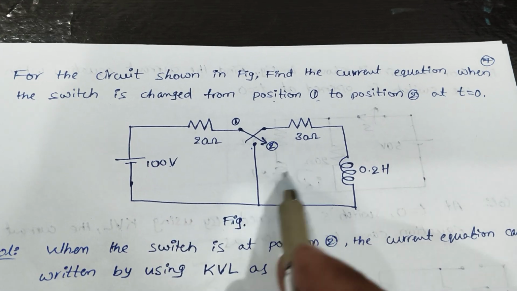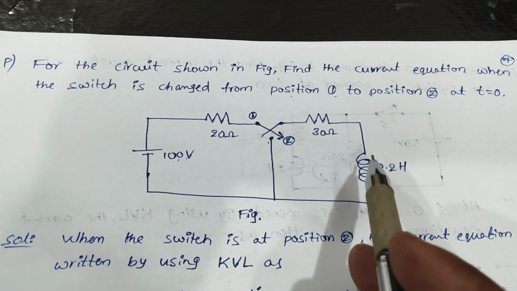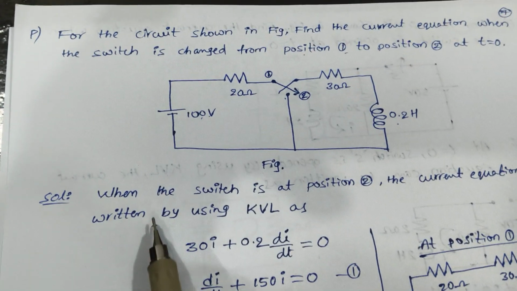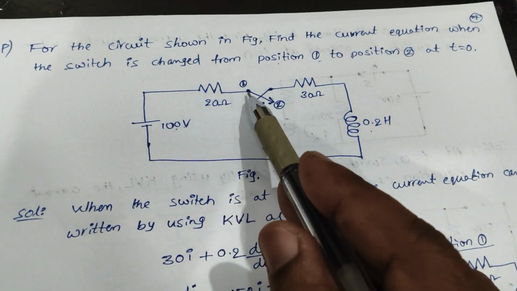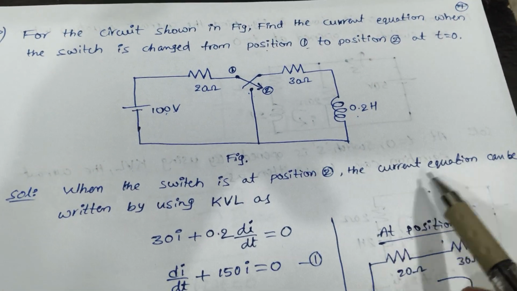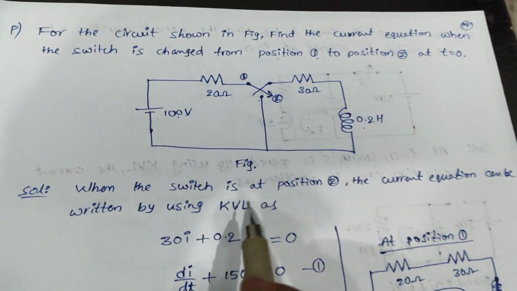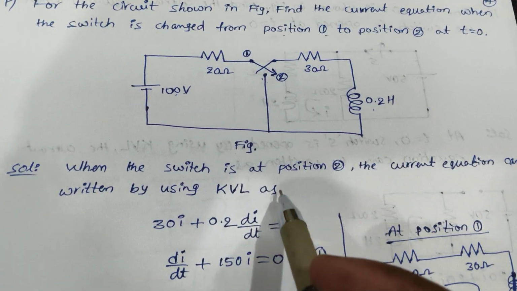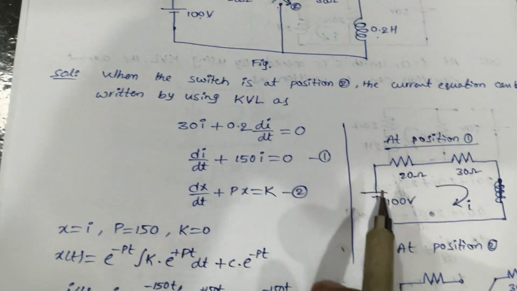In this circuit diagram, we have 100 volts, 20 ohms, 30 ohms and 0.2 Henry. So for the above circuit, when the switch moves from position 1 to position 2, the current equation can be found by using the KVL equation. As a first step, you have to find out the KVL equation. So that's what we are doing here.